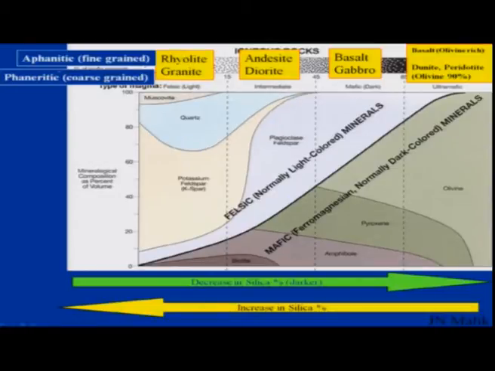Okay. So intrusive are the coarse grained, because the cooling of magma is slow here, whereas the cooling of magma is faster here. So we are having aphanitic. So all the rocks which have been listed here are the extrusive rocks, whereas the granite, diorite and gabbro etc. are the phaneritic, coarse grained, are the intrusive rocks we are having.